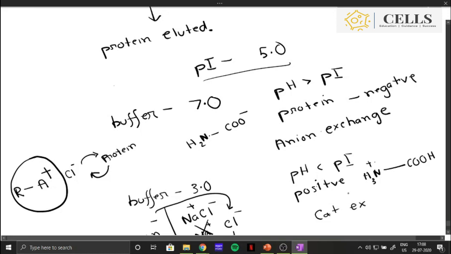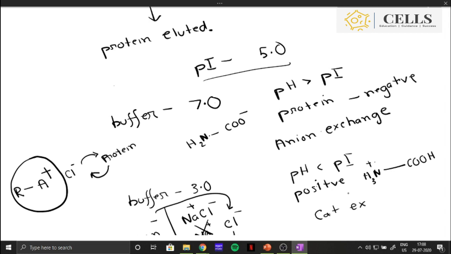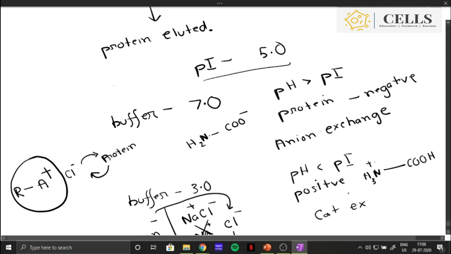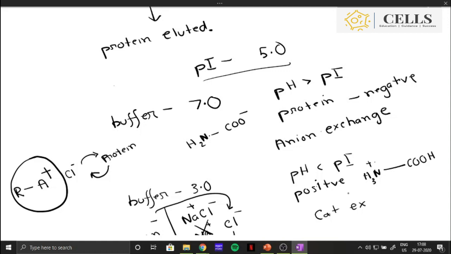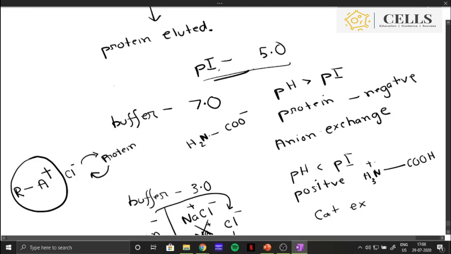Now which one will you use? Generally a buffer has a pH of around 7. Every buffer has a pH of 6 to 8. That is like the buffer composition that is present here. So if your protein pI is 5, you have to use an anion exchange chromatography. For example, if the pI of a protein is 10, then you have to use a cation exchange chromatography.